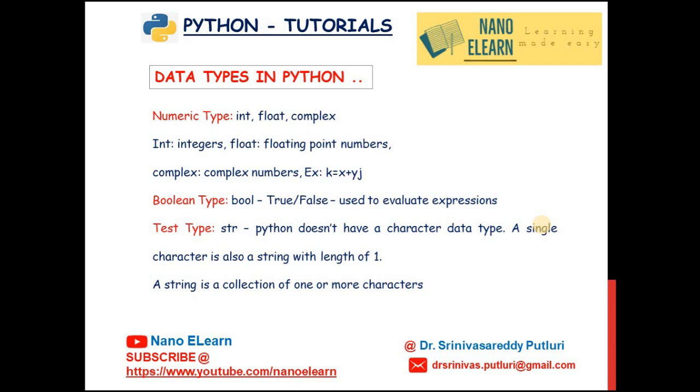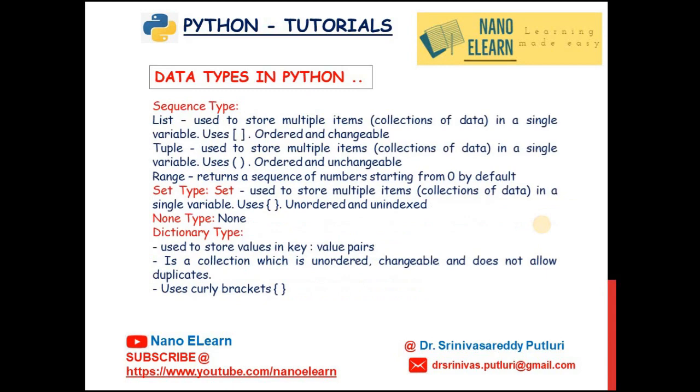Text type. String type comes under text type here. Python doesn't have a character data type. A string character is also a string with a length of 1. A string is a collection of one or more characters in Python programming. Sequence type comprises list, tuple and range.